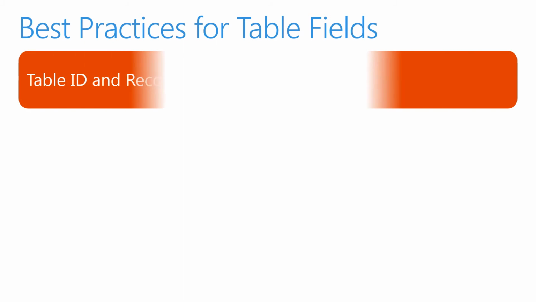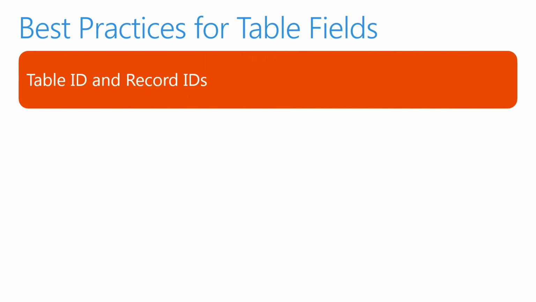Now let's look at the best practices for table fields. For table IDs and rec IDs, do not directly use the system data types rec ID or table ID. Instead, use the ref rec ID EDT for fields that refer to record IDs, and the ref table ID EDT for fields that refer to table ID.